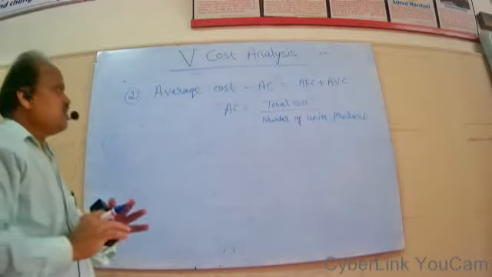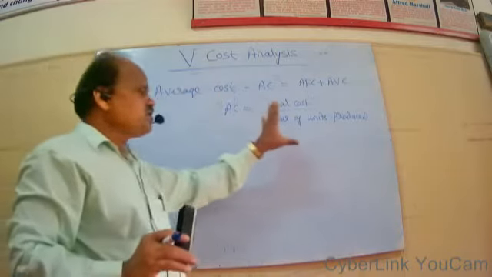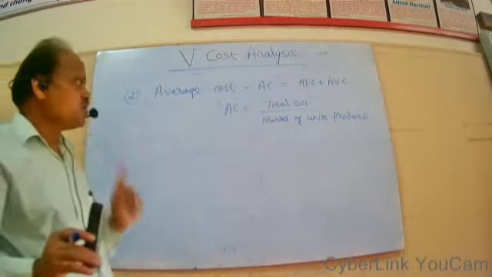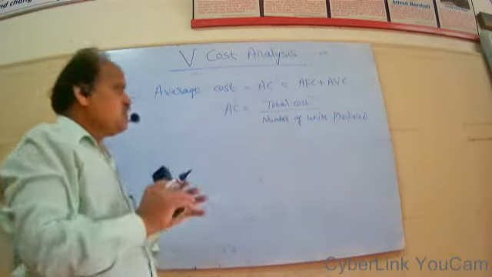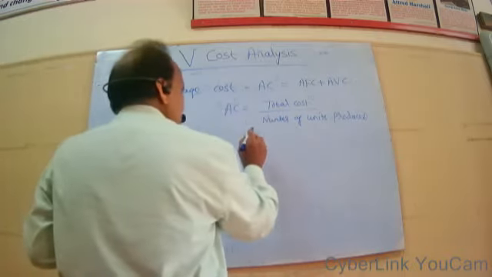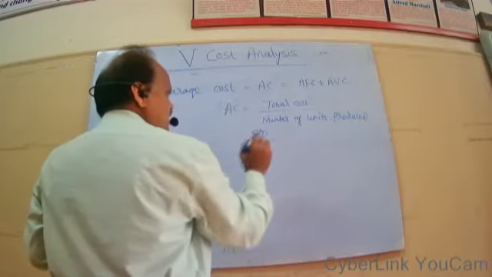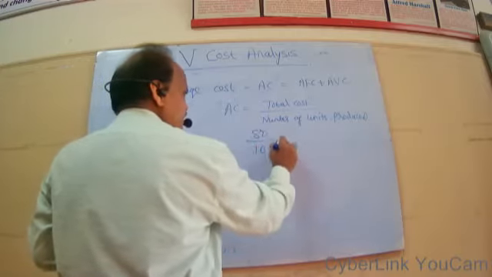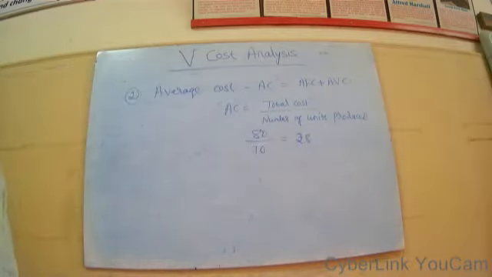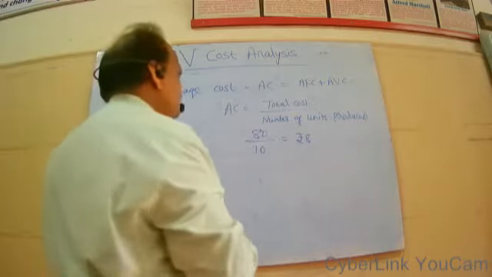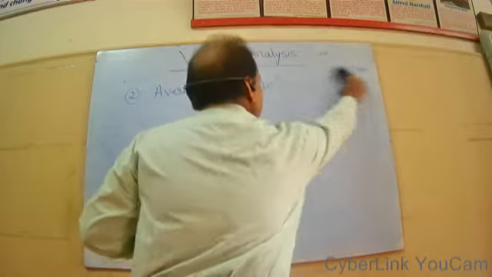We can calculate the average cost in the short run like this. Average cost AC is equal to average fixed cost plus average variable cost, or average cost is equal to total cost divided by number of units produced. Suppose if a total cost is 80 units and if 10 units are produced, average cost will be rupees 8. Total cost divided by number of units produced, or average fixed cost plus average variable cost.